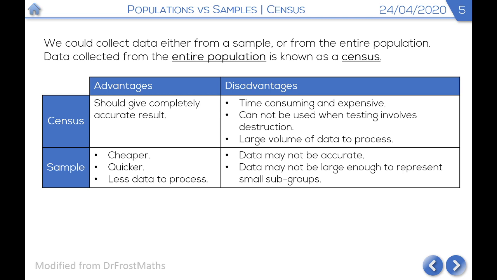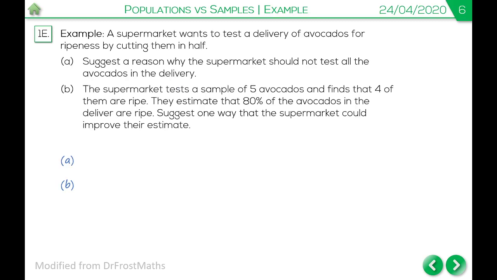Okay, so let's look at a typical kind of example we might need to do then. A supermarket wants to test the delivery of avocados for ripeness by cutting them in half. First of all, we're going to think why the supermarket should not test all of the avocados in the delivery. Well, there's a common sense answer here. If you're testing them by cutting them in half, you're not going to be able to sell them anymore. So the testing is destroying them, and that's what we said was one of the disadvantages of doing a census. In some cases, if you want to do a census, you'd be destroying everything you were trying to measure.